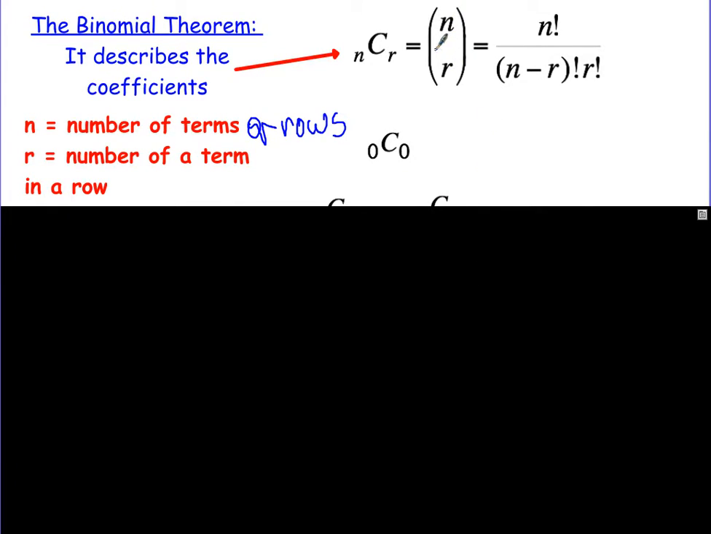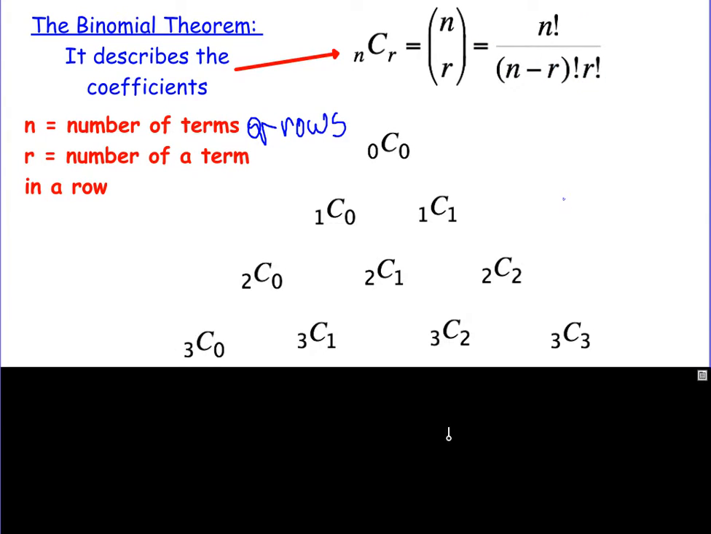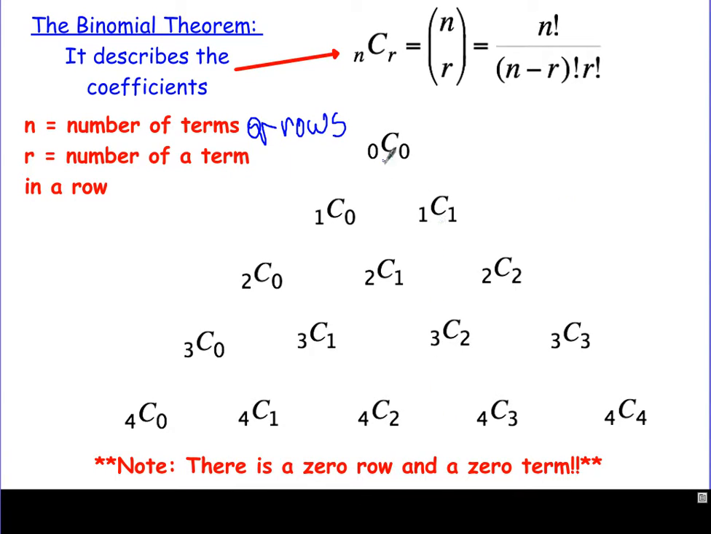So you have n and r. This is not a fraction. This means n factorial over n minus r factorial times r factorial. So it looks something like this, and I know this seems confusing, but just bear with me here.